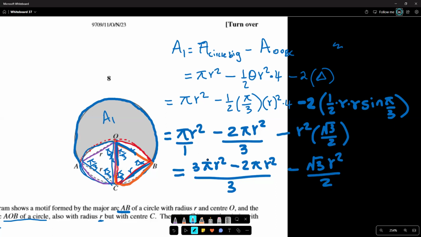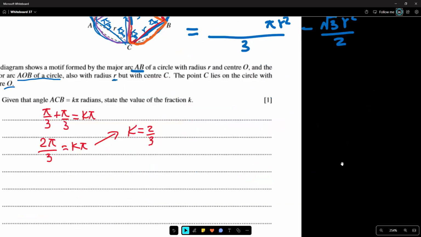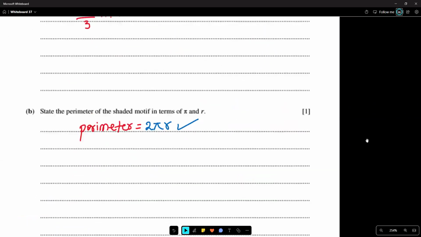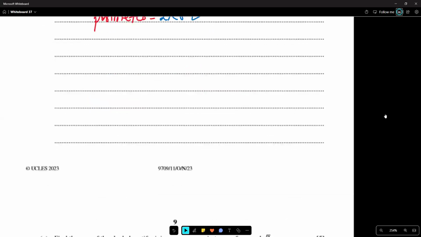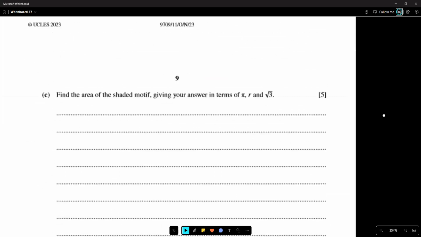Then here you can see that 3 minus 2 is just pi r squared, right? So basically here we have pi r squared over 3. And that is finito with this question, ladies and gentlemen. We wrote it in terms of pi r squared and square root of 3. Thank you very much. Yeah, that was a little bit of a hectic question. It was a high order question. But if you practice, you'll get used to how to analyze these things, right?